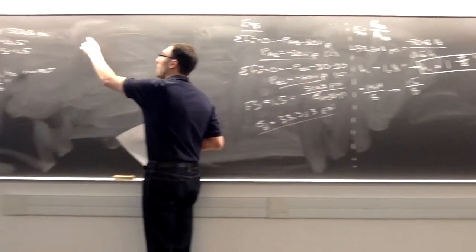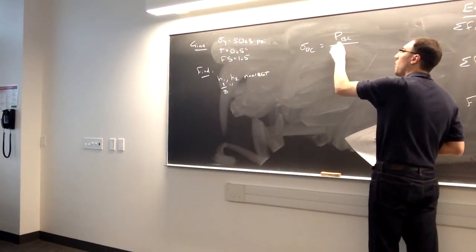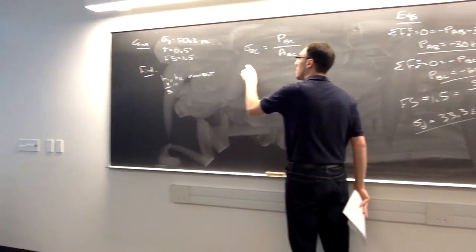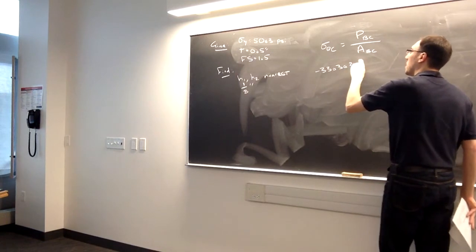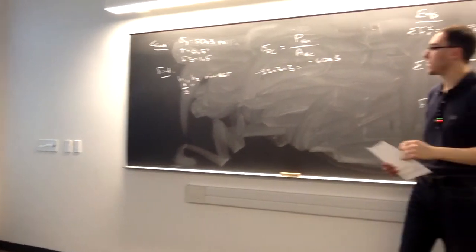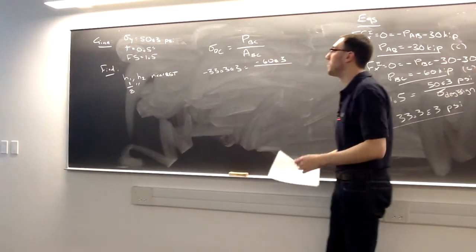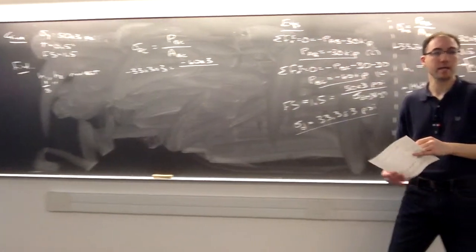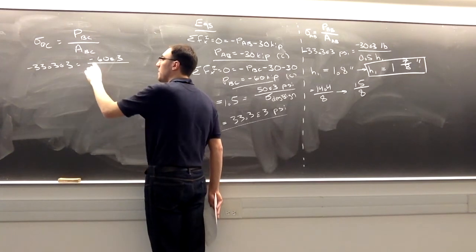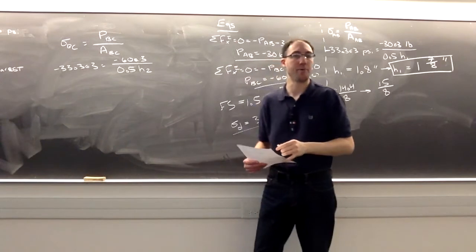So quickly on the other one, if we want to know the stress in BC, we need to know the internal force in BC over the area of BC. Same idea as before. We're going to use our design stress on the left-hand side, negative 33.3 KSI. The internal force in BC was negative 60 kip. And the area of BC, I erased it, but it was going to be its depth of 0.5 inches times a height of H2 inches.